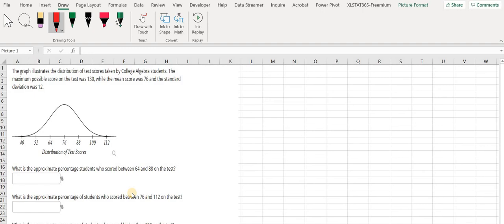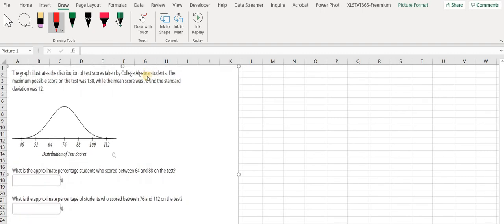So the question is asking us to find percentages between certain numbers and less than, etc. The graph illustrates the distribution of test scores taken by college algebra students. The maximum possible score on the test was 130, while the mean of the scores was 76, and the standard deviation was 12. So those are the two important numbers. We're going to create the normal distribution, so I'm going to transfer this shape into here.